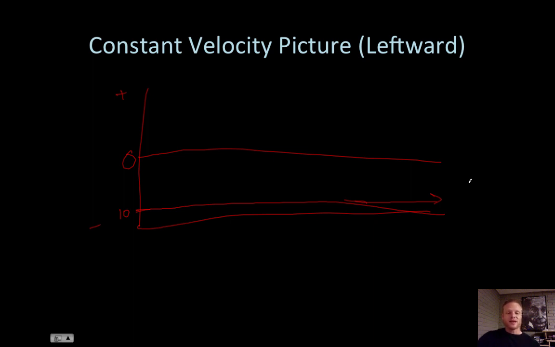So again, a lot of students want to think negative means slow down. That's not always the case. The negative piece is basically telling you a direction.